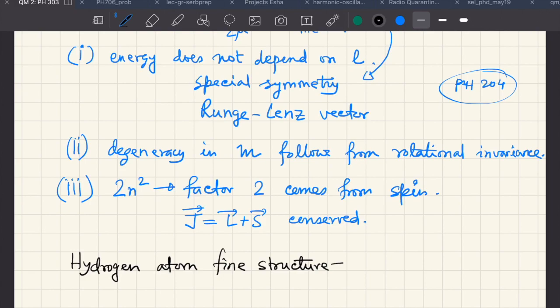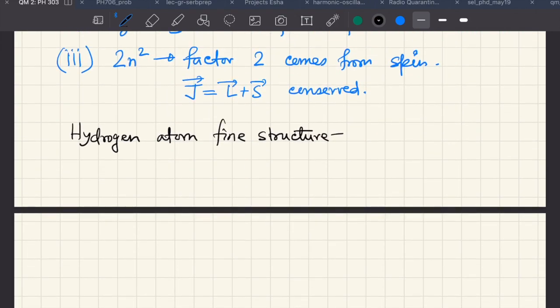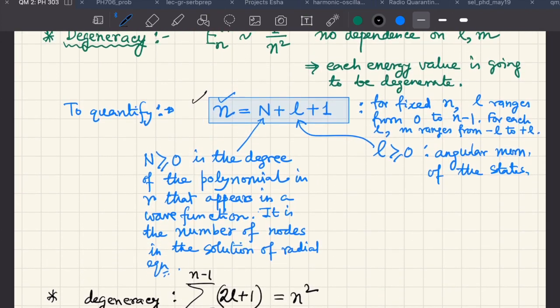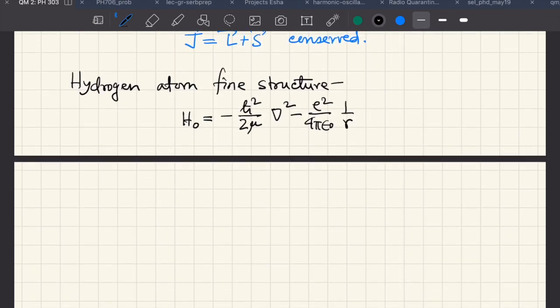So that's what we are going to get if we consider relativity as well as this spin. And how we are going to do that, that's what we are going to tell right now. So for that, once again, let me very quickly write this: minus h bar square by 2 mu del square minus e square by 4 pi epsilon naught 1 by r. Let us again use the numbering. 6 was the last number, so let us write 7 here.